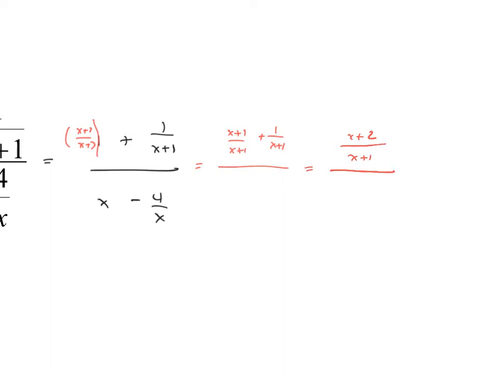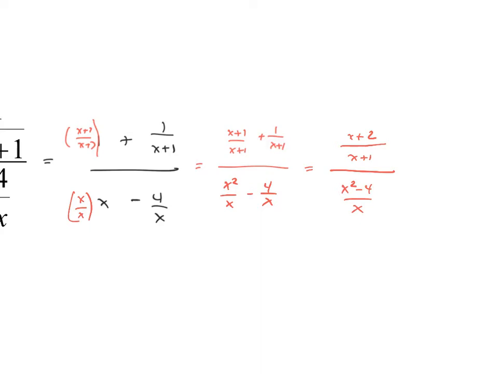Let's go back and look at the denominator now. I have x minus 4 over x. Well, to get a common denominator, I need to multiply the first term by x over x. So that would give me x squared over x minus 4 over x. Those have a common denominator, so it would be x squared minus 4 all over x. So that's what happens if I treat both of them completely separately.